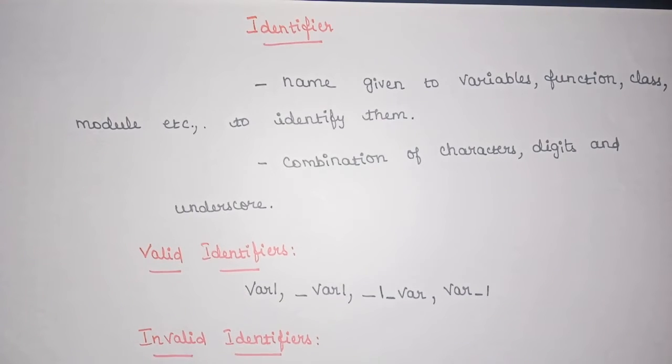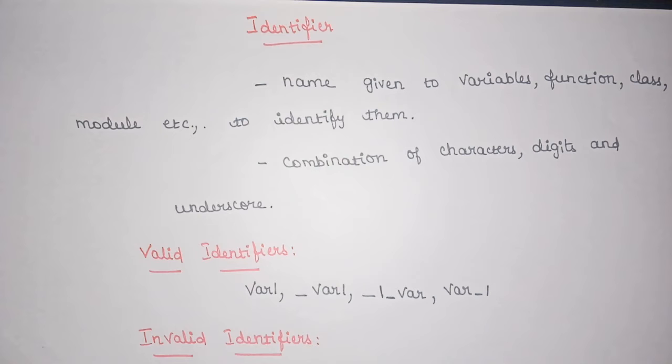Then coming to an identifier. What is an identifier? An identifier is generally a name given to variables, functions, classes or modules. Why are we naming all these variables, functions and classes? In order to identify them. So an identifier is a name, and it is a combination of characters, digits and underscores.